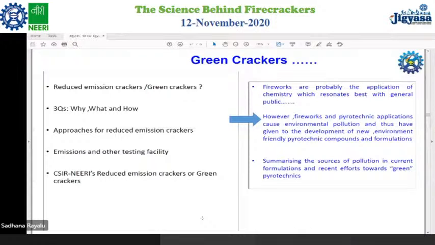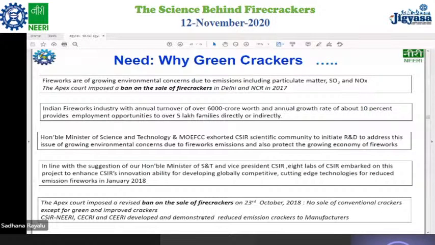As citizens of India, you will also have a very important role to play in future. You need to understand some of the things which led our institute to come into this picture of developing green crackers and why we did it. There was a ban imposed by the Apex Court, which is the Supreme Court, way back in 2017, and it affected a lot of firework manufacturers.